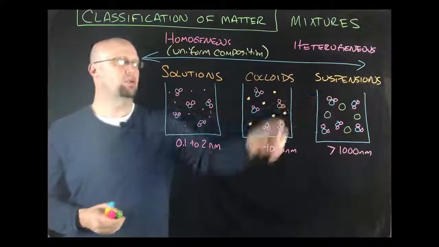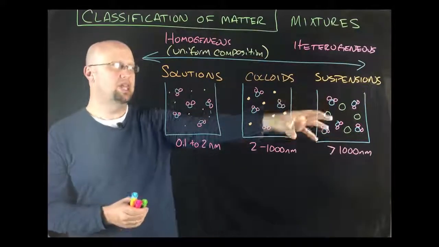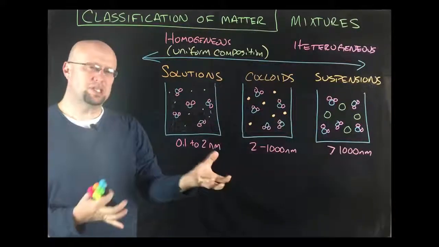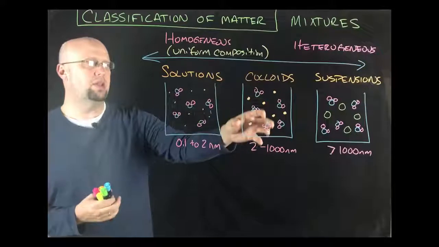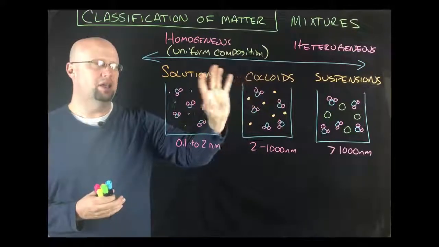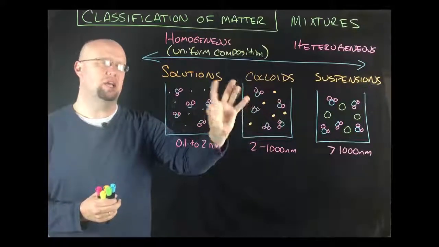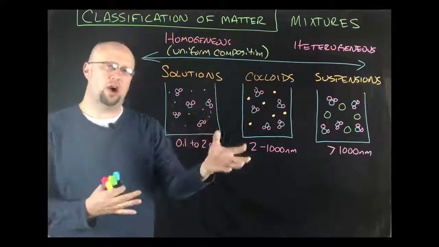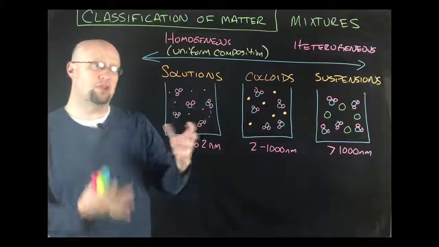What about the other two? Well, in the suspension, you would definitely be able to see the particles. In a colloid, you could kind of see them. What does that mean? Colloids tend to be, at best, translucent, and at worst, often very opaque, or they might appear very foggy. Fog actually is a really good example of a colloid.